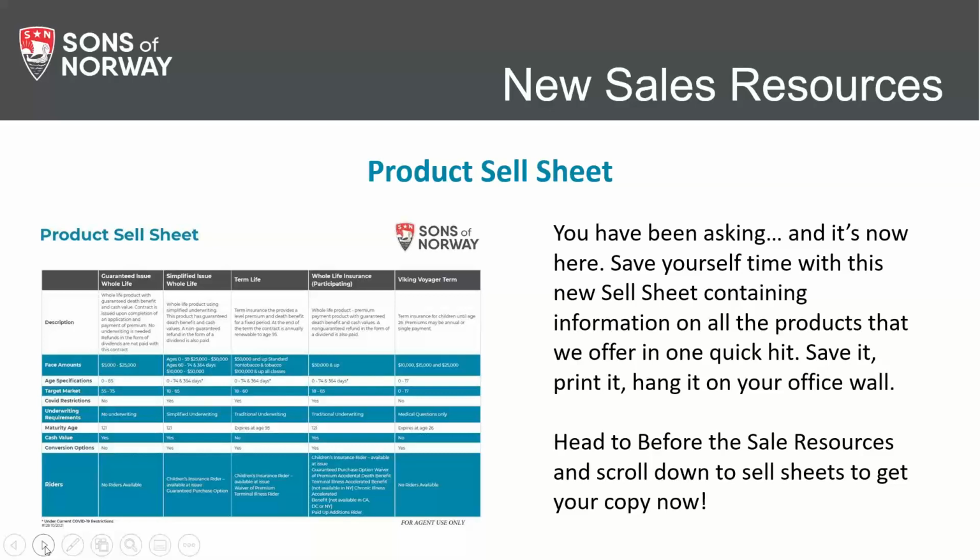So what we did was we created something very similar to our annuity product matrix and created this product sales sheet, which offers the full suite of our insurance products that we have available and the highlights on how they work and some general information on them, so that you can have it as a quick hit on your desk or easily at your fingertips so that you know what we offer. This is something that we're very excited about. We're looking forward to sharing it with you.